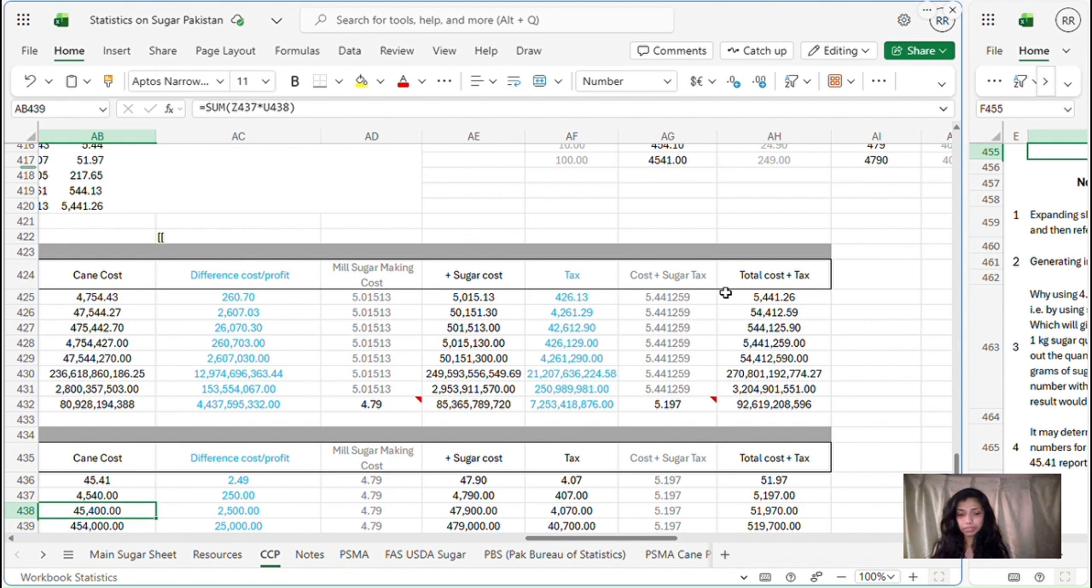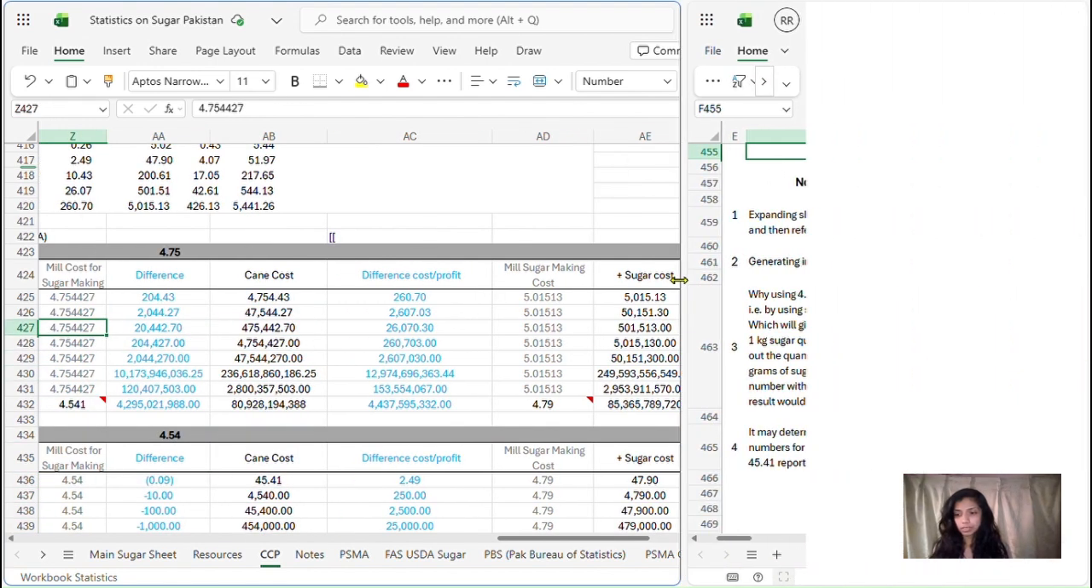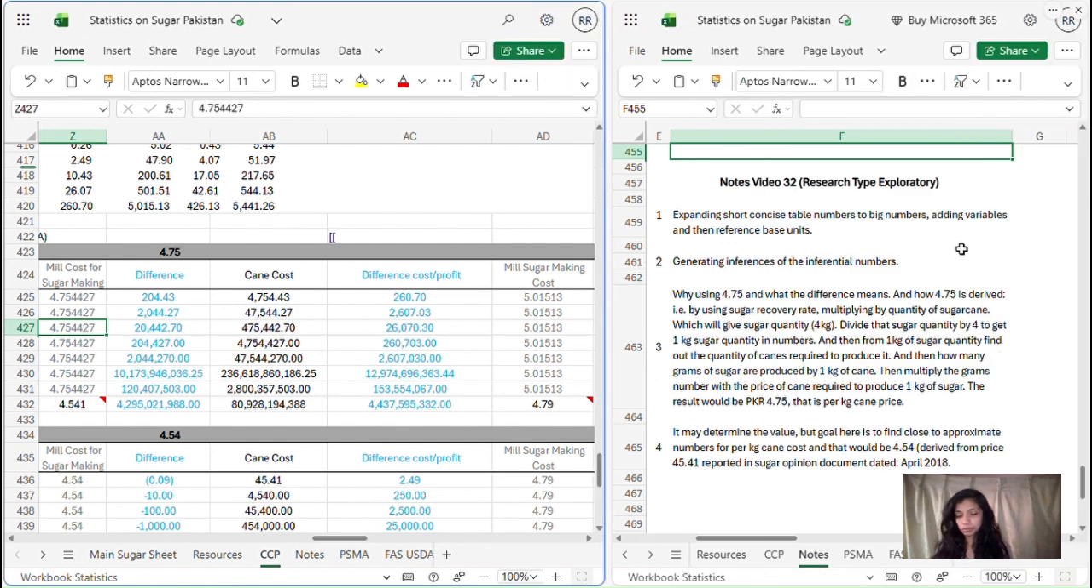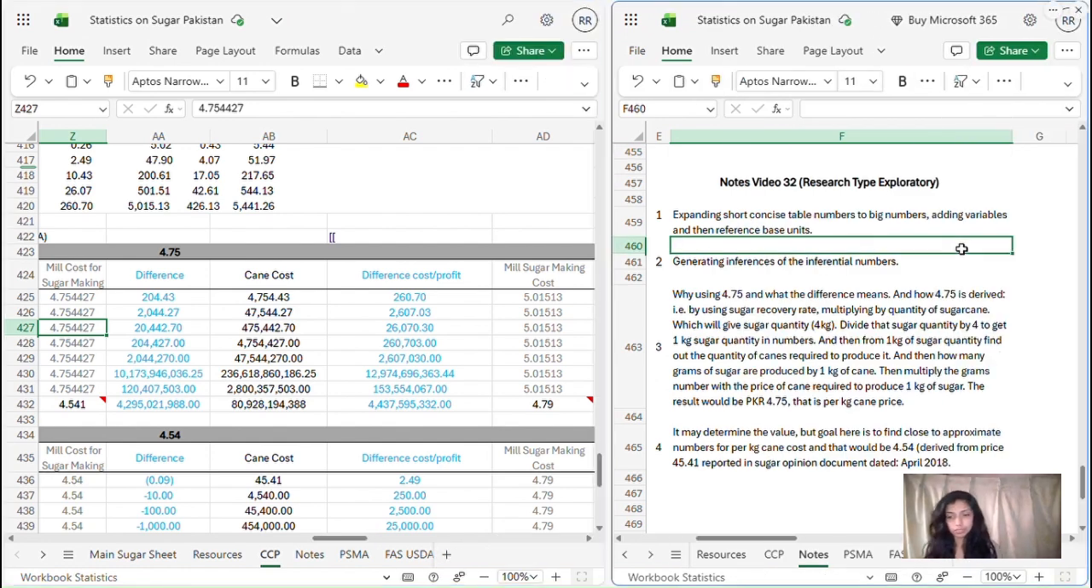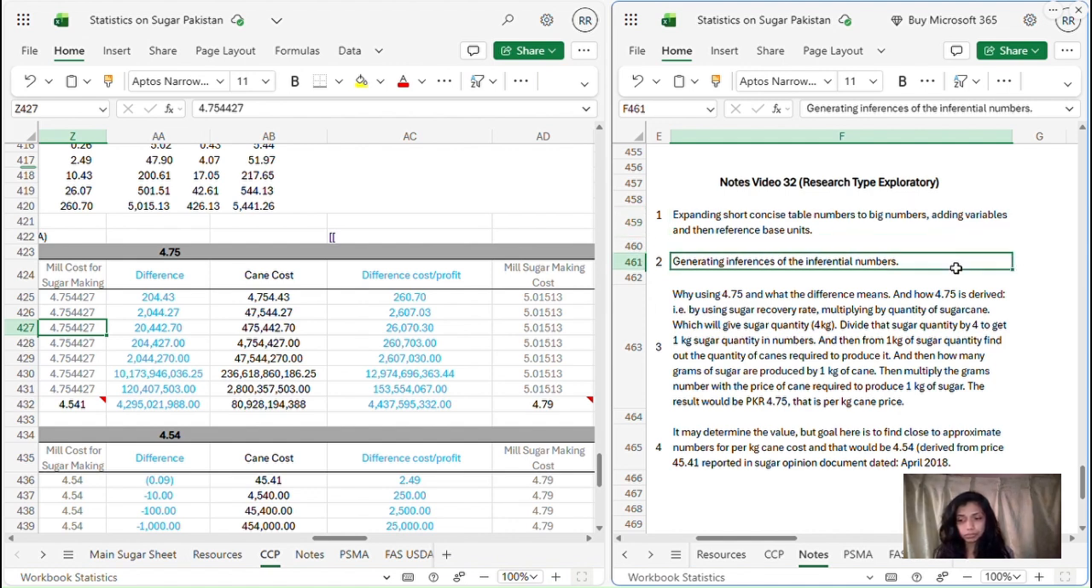So I'll just conclude here and I will begin again tomorrow, and I might just read the notes here and end it. Then tomorrow I'll continue again, expanding on the formulas. So it says: expanding short concise table numbers to big numbers, adding variables, and then reference base units that we have done, generating inferences of the inferential numbers. Now these 4.7s were the inferential numbers, and I generated inferences on that.